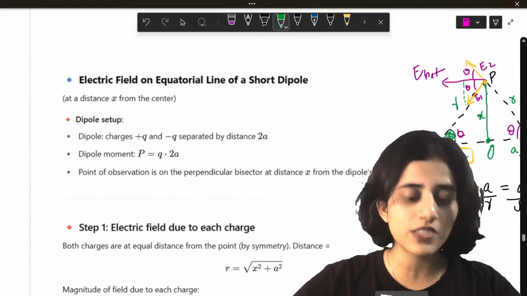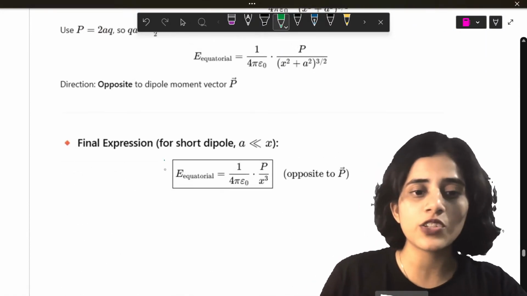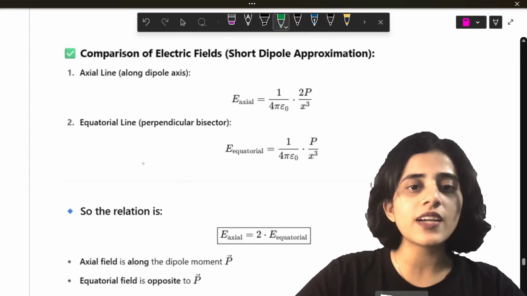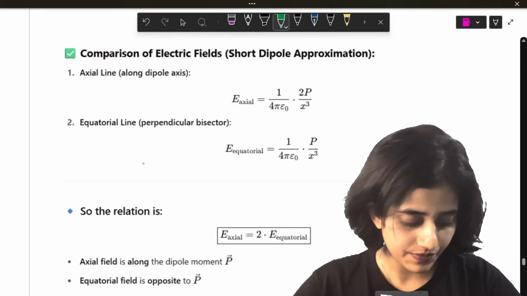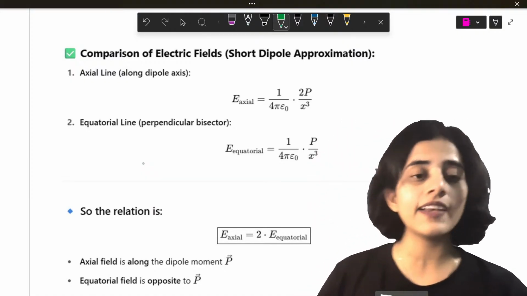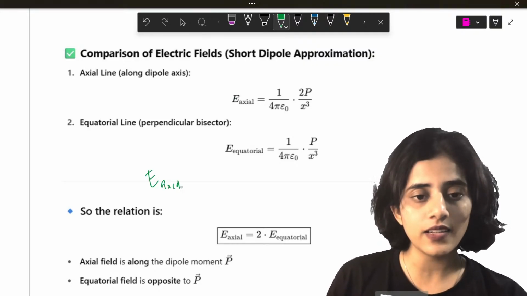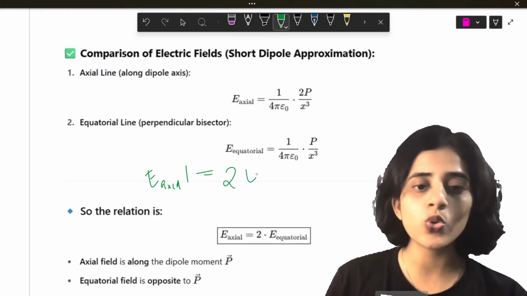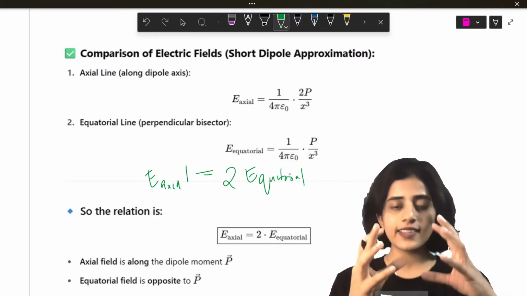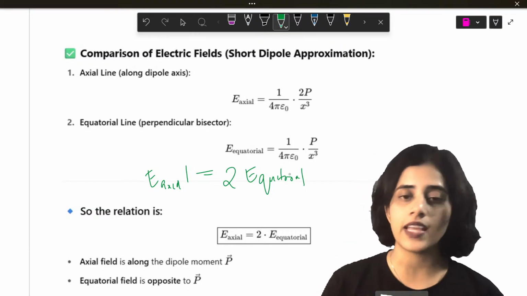Now students, I've just done the same thing here as well. Instead of k, I've just written it as 1 by 4 pi epsilon naught. Now what is the comparison? How can you compare the electric fields of the axial line and the equatorial line? The only difference is that E axial is equal to 2 times E equatorial. The axial is 2p by x cube, and the equatorial is p by x cube.